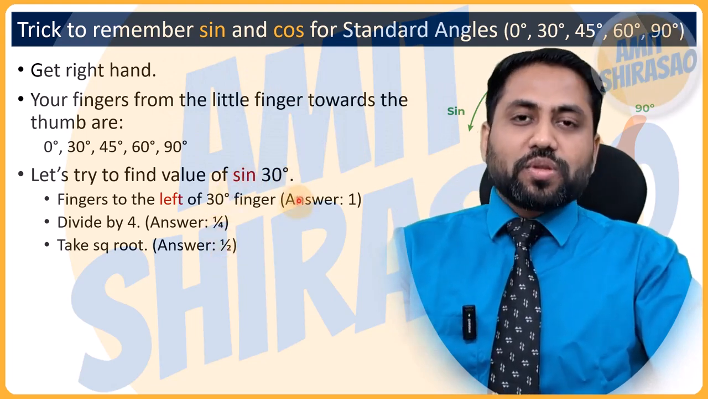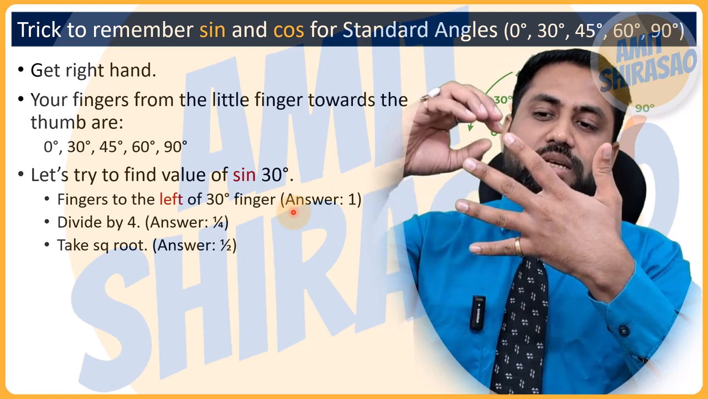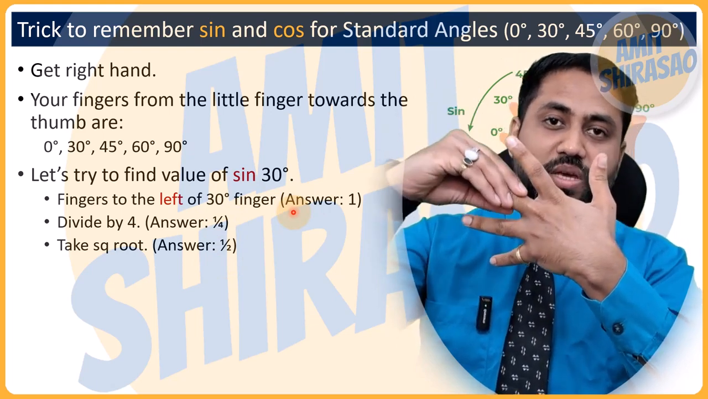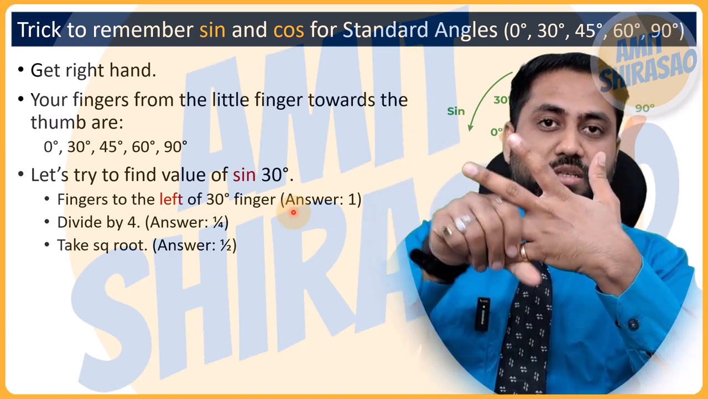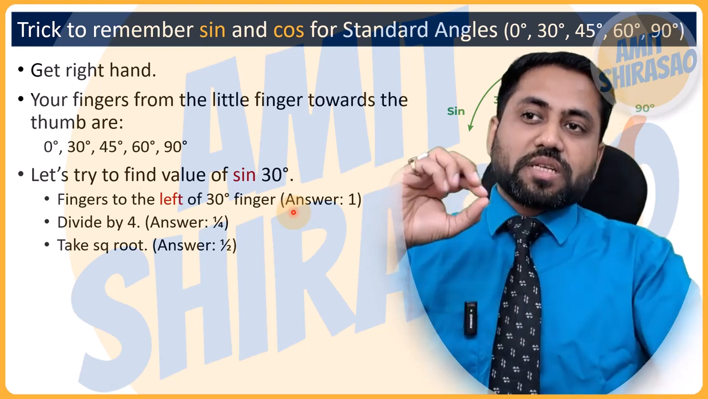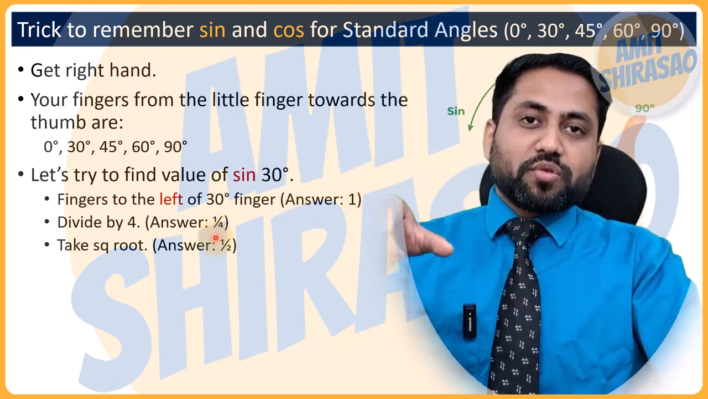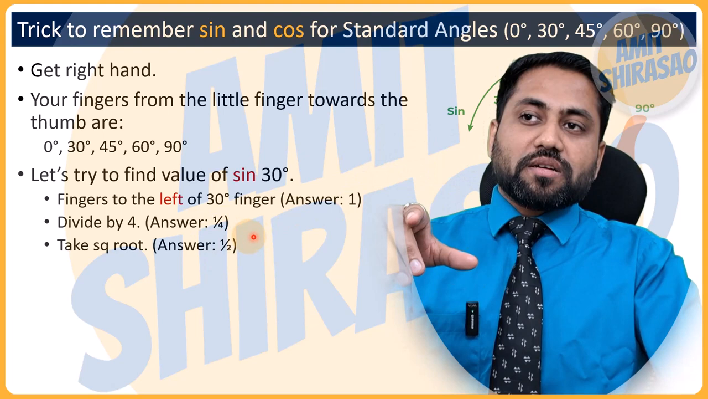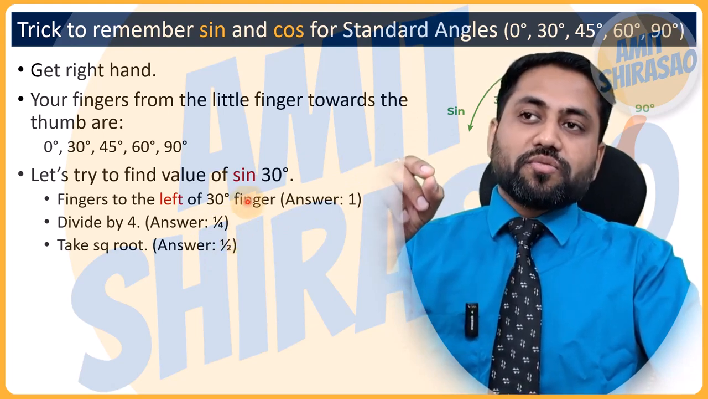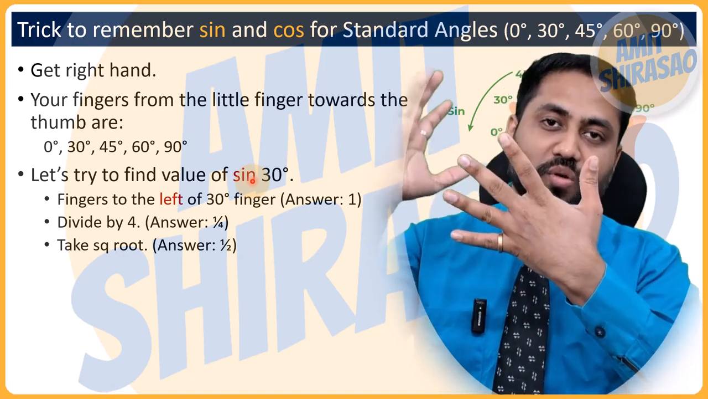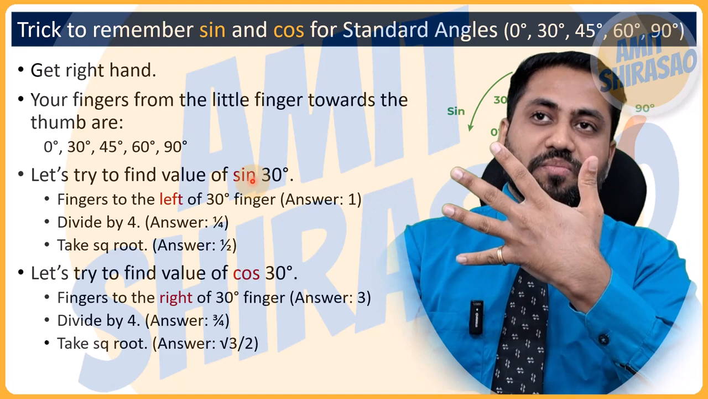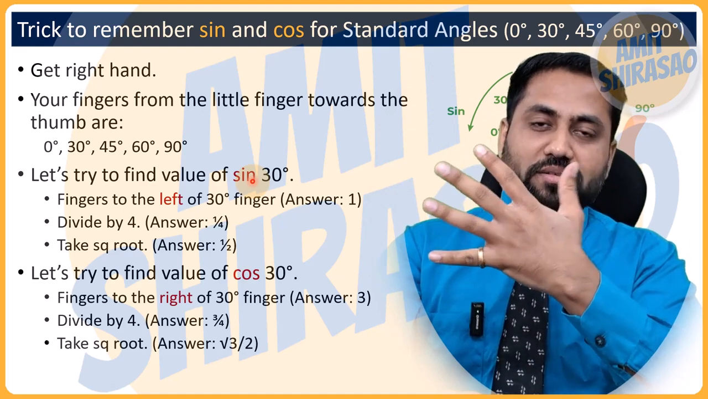Okay, let's do that again for some other angle. Let us say sine 45 degrees. So this is the 45 degrees finger. How many fingers are below it? 2 fingers, right? So if 2 fingers are below it, the first answer is 2. Then divided by 4, so it is 1 by 2, and then take the square root, so 1 by root 2. So 1 by root 2 is the answer of sine 45 degrees. Got the idea?